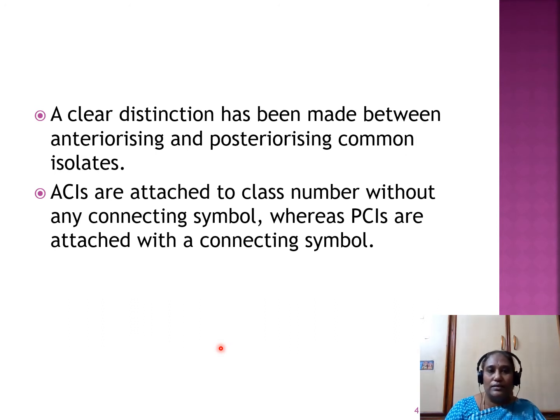ACIs are attached to the class number without any connecting symbol, whereas posteriorizing common isolates are attached with a connecting symbol. So there is no connecting symbol to attach anteriorizing common isolates, whereas posteriorizing common isolates require a connecting symbol. This is the clear distinction between anteriorizing and posteriorizing common isolates.